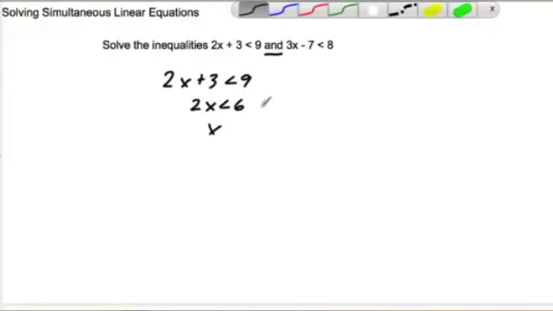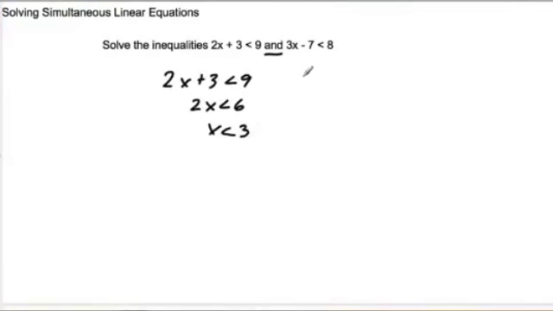Solve the inequalities 2x plus 3 is less than 9 and 3x minus 7 is less than 8. So the first thing we're going to do is solve 2x plus 3 is less than 9. The first thing I'm going to do is subtract 3 from both sides. So I have 2x is less than 6. So that tells me that x, not equals, we're dealing with inequalities, x is less than 3.